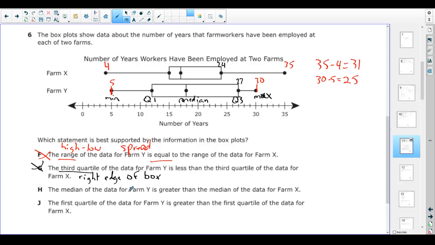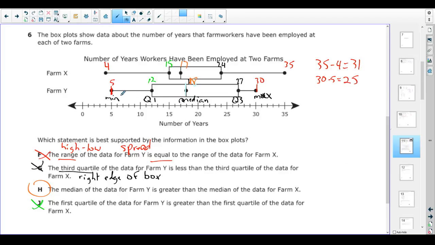Go to the next one. The median of the data, so that's this middle point here, is greater for farm Y than it is for farm X. Well, here it is at 18, and then 17 here. So it's not much bigger, but farm Y is indeed greater. Looks like a good answer. Check the last one just to be sure. First quartile for farm Y, so that's right here at 12, is greater than quartile here, which is 15. That is not true.